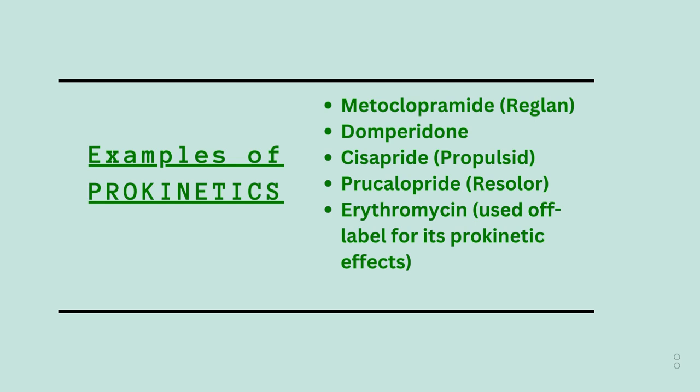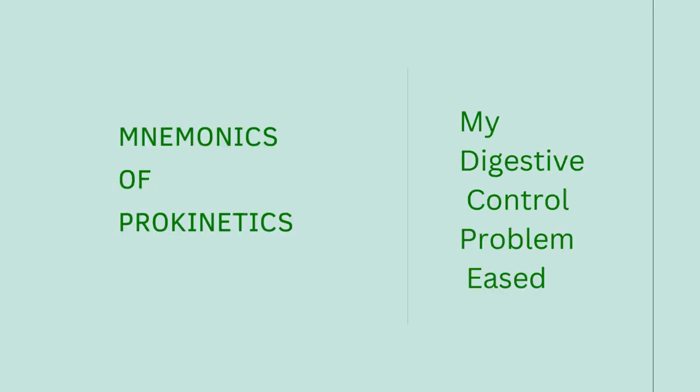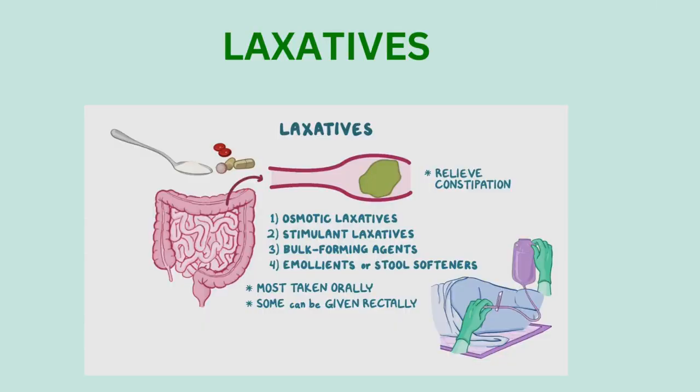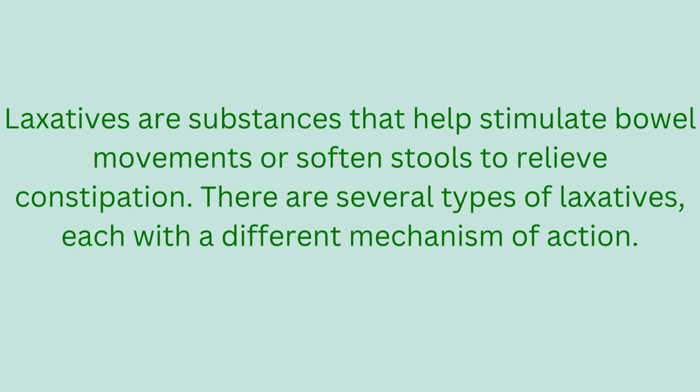Domperidone, cisapride, Propulsid, prucalopride, Resolor, erythromycin, used off-label for its prokinetic effects. Here's a mnemonics flash review of prokinetics. Next class to discuss is laxatives.